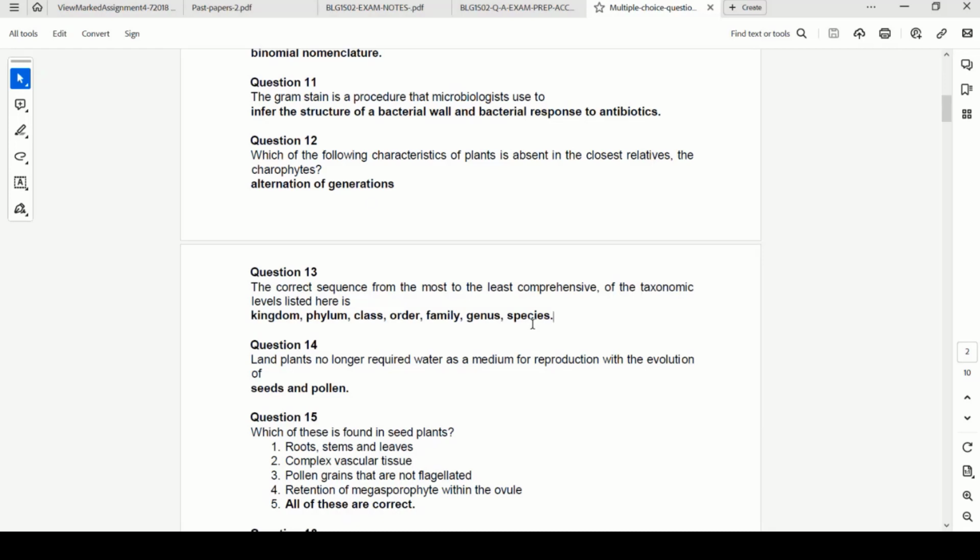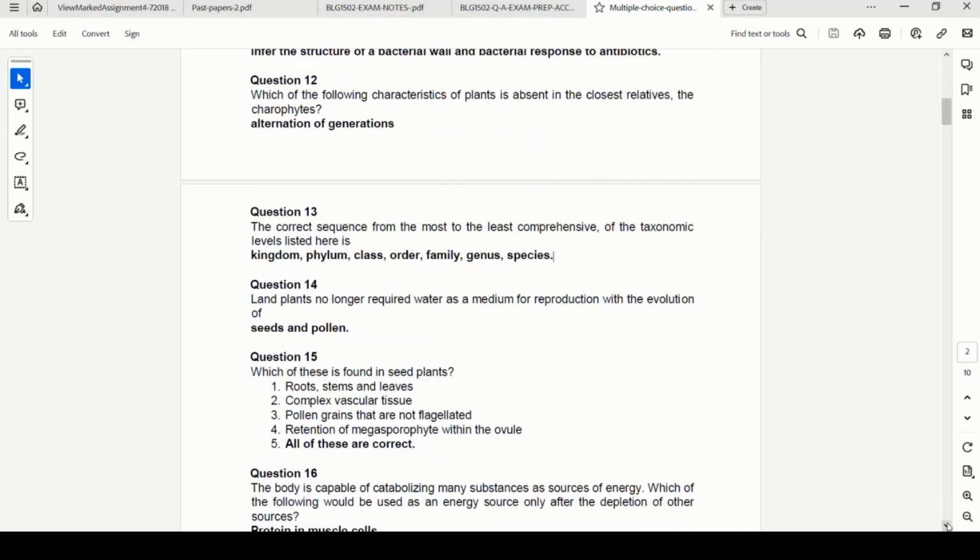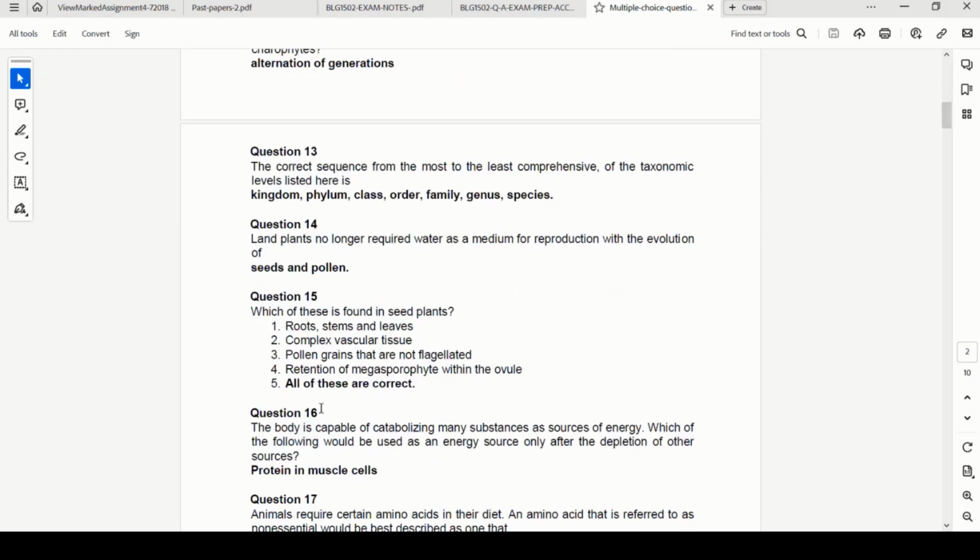ascending order. Then, land plants no longer require water as a medium for reproduction with the evolution of the seed and pollen. Which of the following are found in seed plants? It will be all of them. I think we did this even last week. There was a quiz about this.